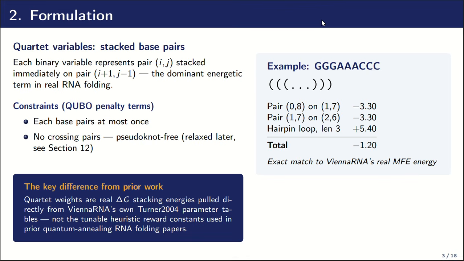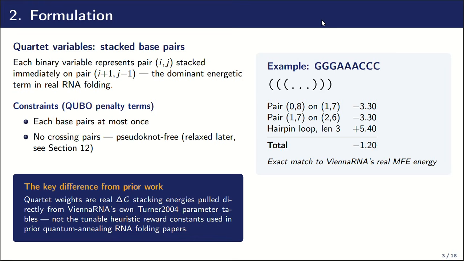The thing I want to highlight here, because it's the actual technical contribution, is that the energy weight on each quartet isn't a tunable constant I picked to make the optimizer behave nicely. It's the real delta G stacking energy pulled directly out of ViennaRNA's own Turner 2004 parameter tables. Prior quantum annealing papers on RNA folding use heuristic reward constants instead. Mine uses real thermodynamics. On the right, in a 9 nucleotide toy example, the total I compute matches ViennaRNA's real answer exactly.